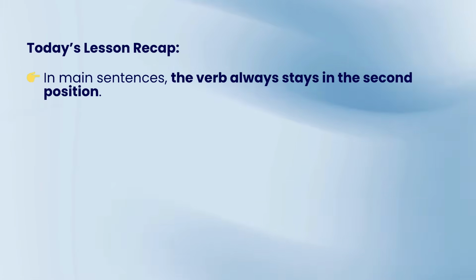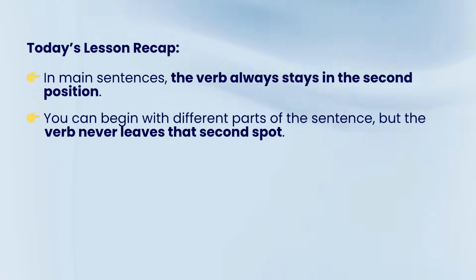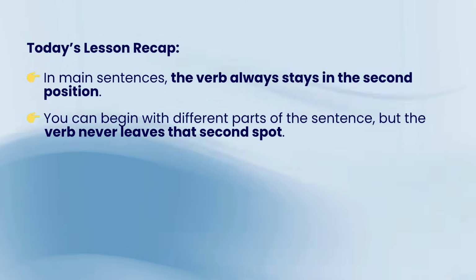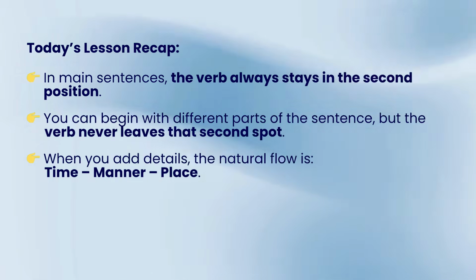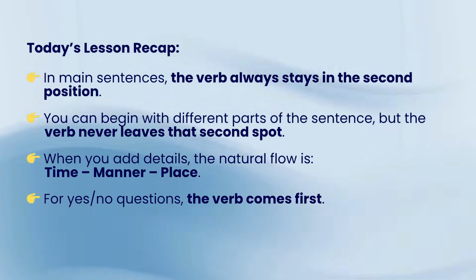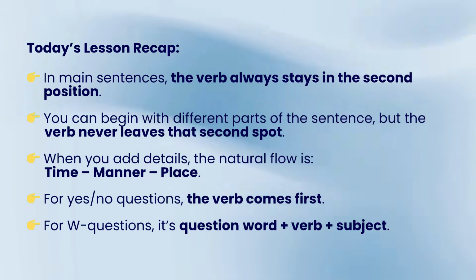So let's quickly recap what we've learned today. In main sentences, the verb always stays in the second position. You can begin with different parts of the sentence, but the verb never leaves that second spot. When you add details, there is a natural flow, which is time, manner, and place. For yes-no questions, the verb comes first. And for W questions, it's the question word, the verb, and then the subject. Once you get comfortable with these patterns, you'll have the building blocks to form correct sentences in German.